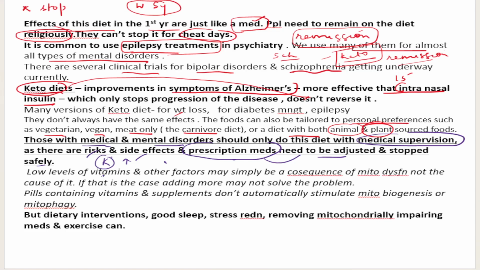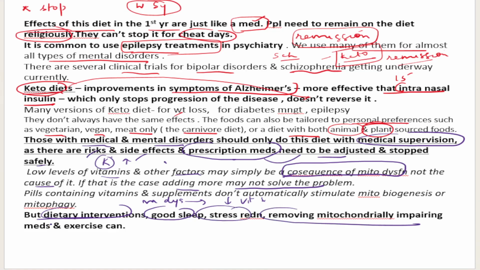Now, low levels of vitamins and other factors may simply be a consequence of mitochondrial dysfunction and not the cause of it. So mitochondrial dysfunction might cause low levels of vitamins and other factors. So adding more vitamins and other factors may not solve the problem. So what can solve the problem? Dietary interventions, good sleep, stress reduction, removing the mitochondrially impairing medications, or exercise. These are certain interventions that can actually solve the problem.